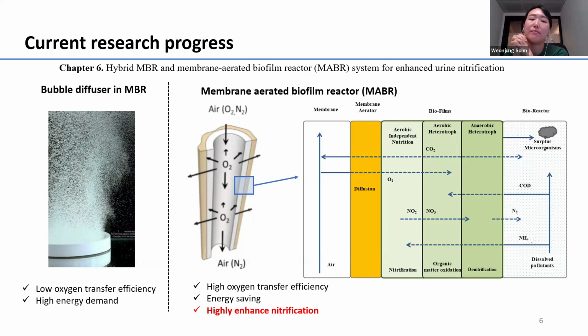So you mean the difference of dissolved oxygen concentration control in chapter 4 and this MABR system's DO concentration, right? Yeah.